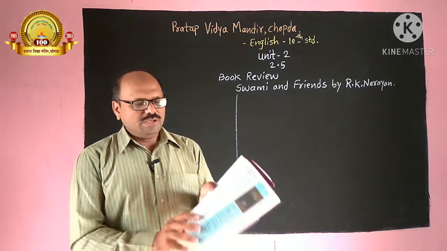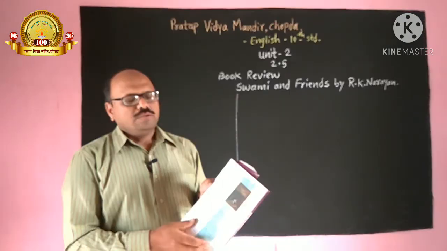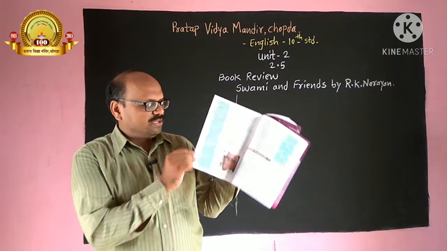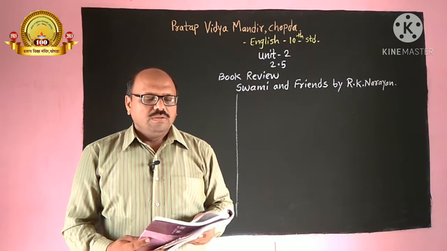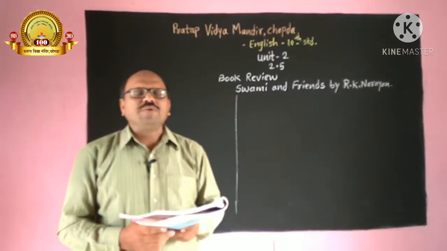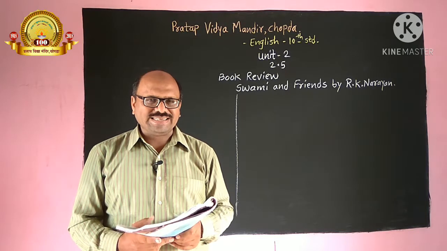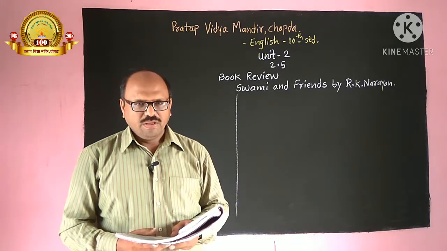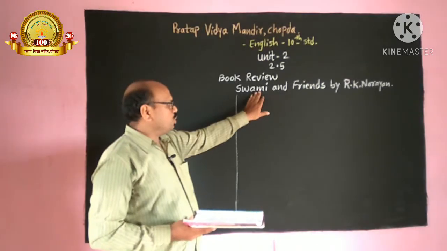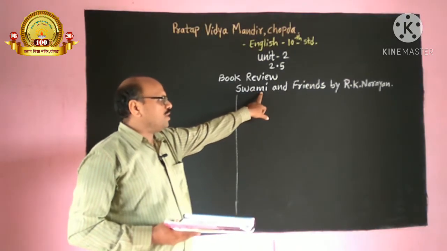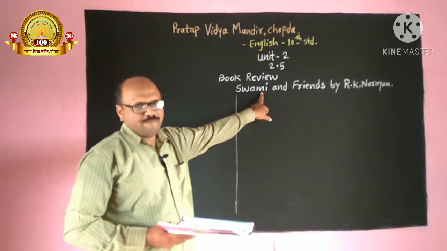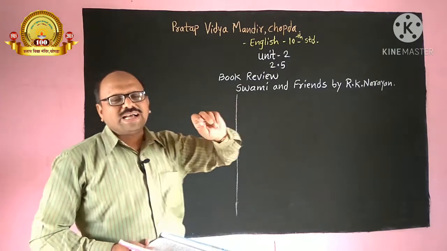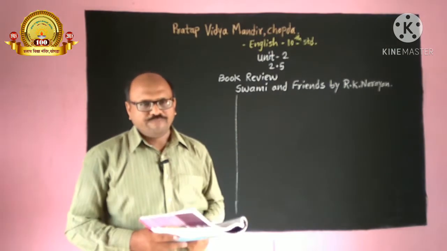Now I am on page number 69, and the picture of R.K. Narayan is given on page number 70. This is a different kind of material, as I said earlier. In this text, we are not going to see a textbook story of Swami and Friends by R.K. Narayan, but we are going to see the book review. And book review is a kind of functional English.